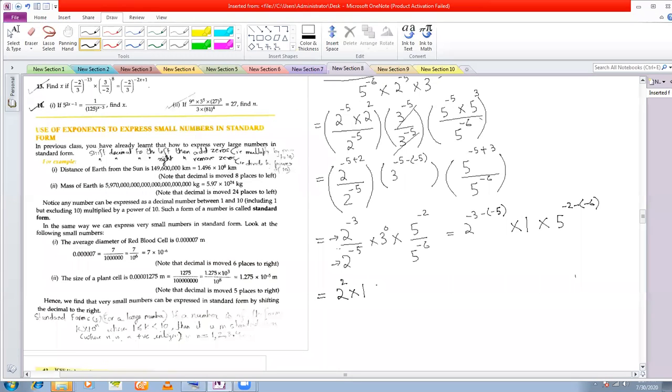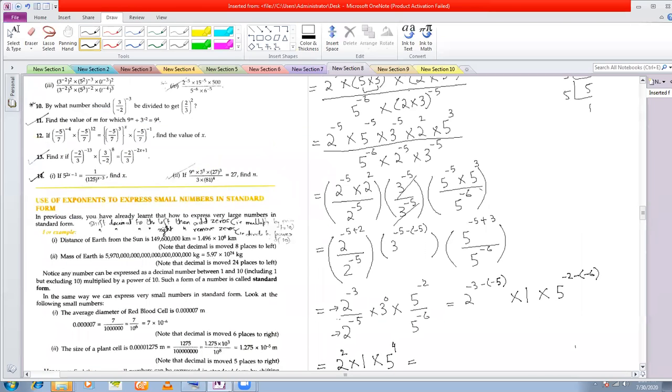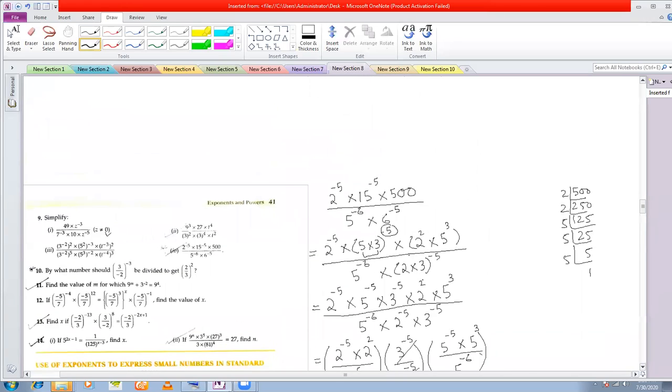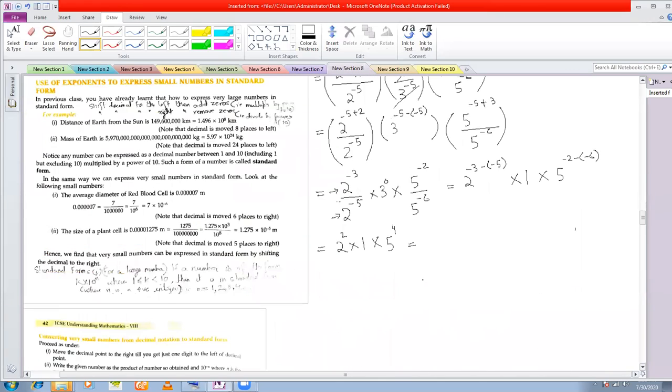2 square into 1 into 5 to the power of 6 minus 2, which is 4. So this is your simplified form. That is what was asked, isn't it? The question was simplify. Since these are small powers, you can also multiply. 2 into 2 is 4, into 5 to the power of 4, which is 625. And 625 into 4 is 2500.